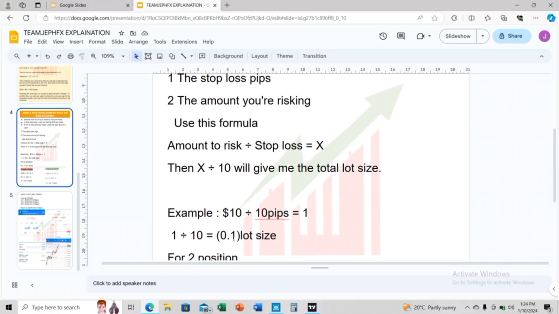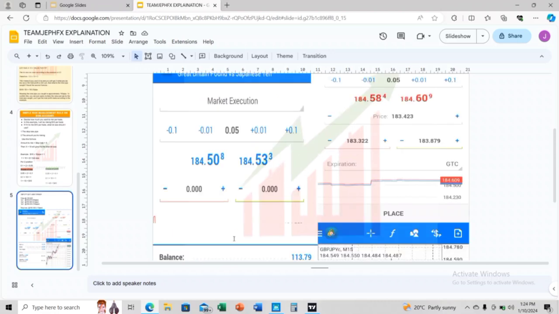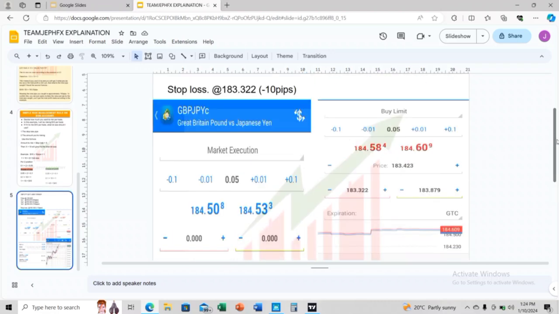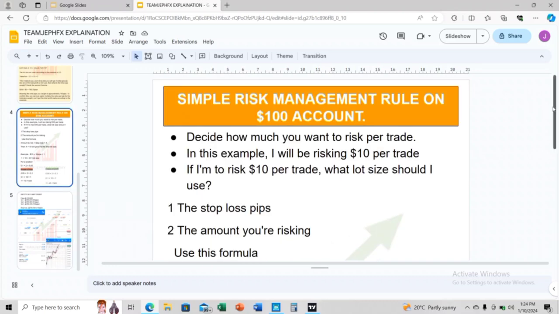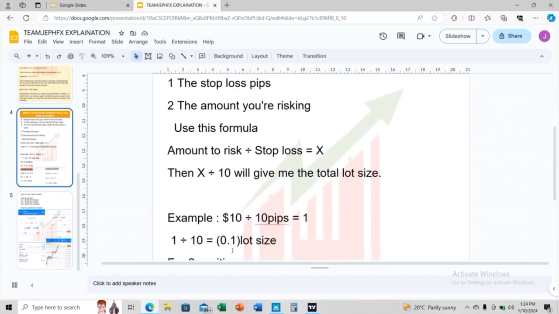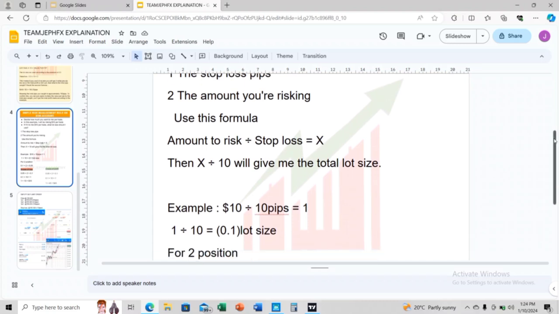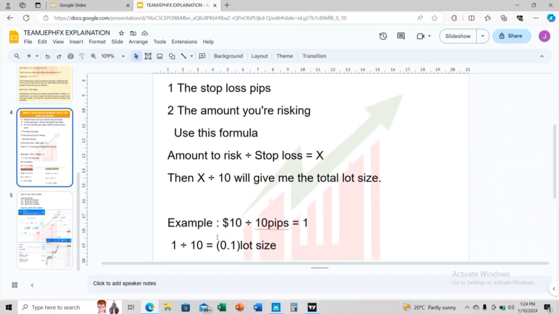So this signal, this GBP JPY signal I want to trade now, whatever positions I want to open, when I add all the positions together, my lot size must not exceed what? My total lot size must not exceed 0.1. Now I might decide to open not only one position, let me open like 2 positions. Well, you can open as many positions as you want, but the idea is the total position must not be more than 0.1, or else you are going to be risking more than $10.